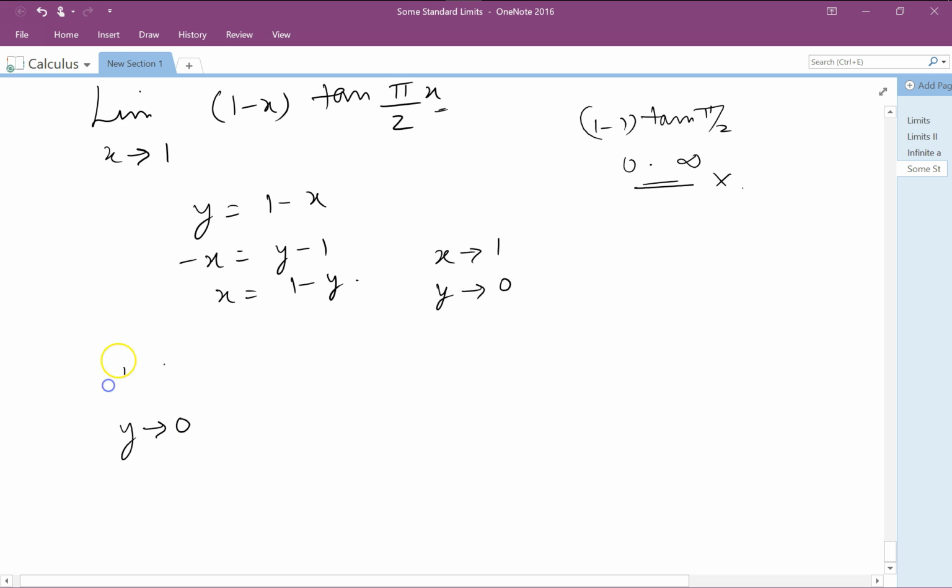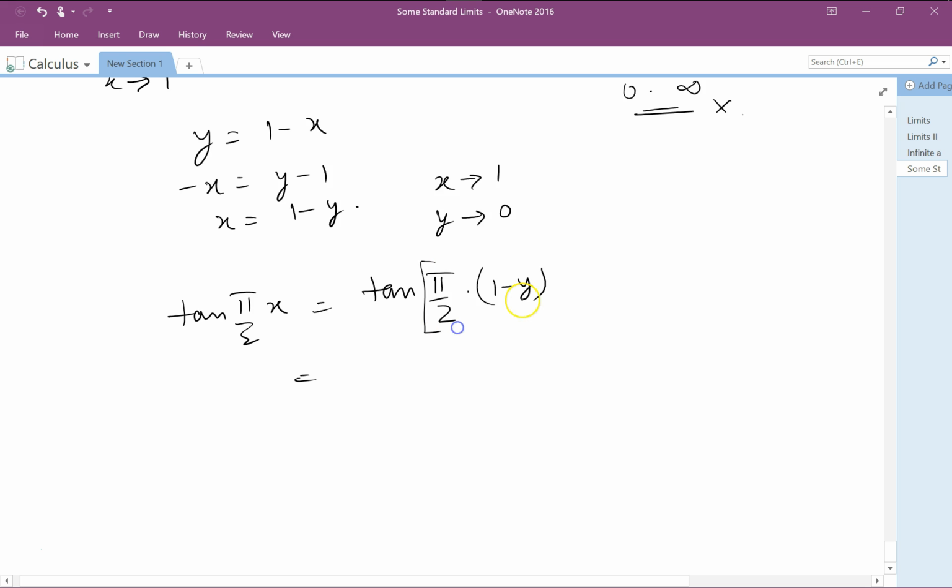Let's first, without looking at the limit part, let's focus on the tan part. Tan pi by 2 x is equal to, now that x, let's replace it with 1 minus y. Okay, so tan of pi by 2 minus pi by 2 y. This is again an identity, and this is equal to cot pi by 2 y.